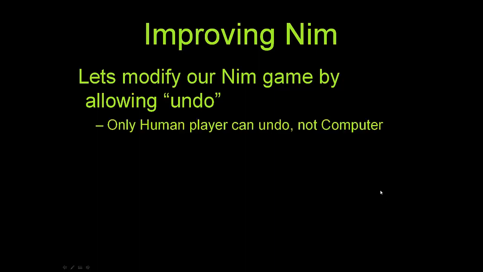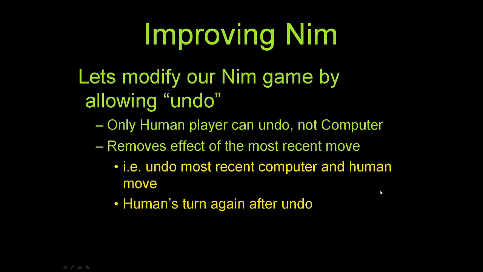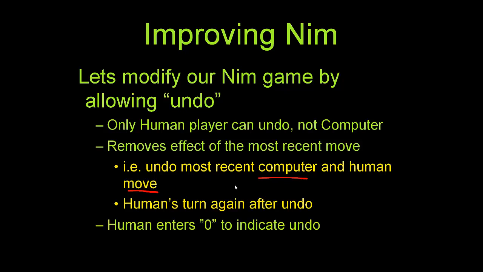So, and also in this new case, only the human can undo, the computer cannot undo. Essentially we want to remove the effect of the previous move, so you will remove both the computer as well as the human move. What happens is that the human moves, then the computer instantaneously moves, and then it goes to the human again. So essentially we want to remove two moves. The human must enter 0 to undo.